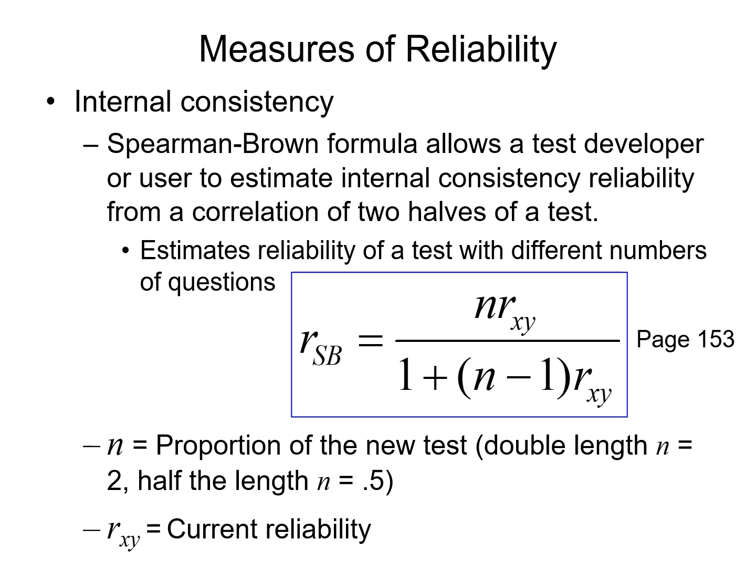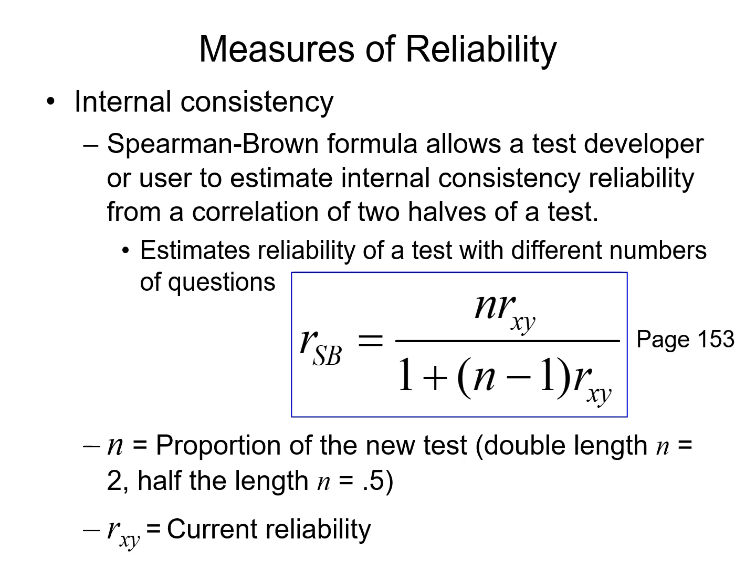So once we have internal consistency, we can also use the Spearman-Brown formula to allow a test taker to basically estimate the internal consistency reliability of a correlation of two halves of the test. So basically what this allows us to do is, if we have an internal correlation, we can actually start estimating how a test would perform with more or less questions.